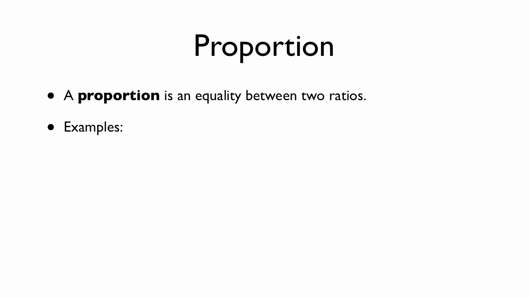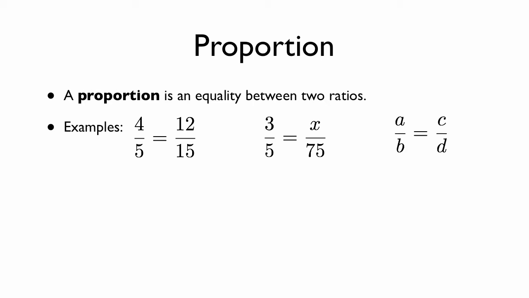So a proportion is when you have two ratios set equal to each other. For example, 4 to 5 is equal to 12 to 15. 3 to 5 is equal to x to 75, so we'd have to solve for x. And then in general form, we would say a proportion is a over b is equal to c over d.